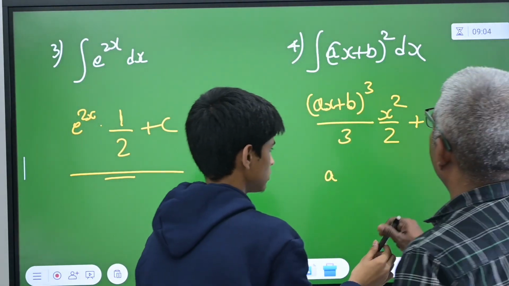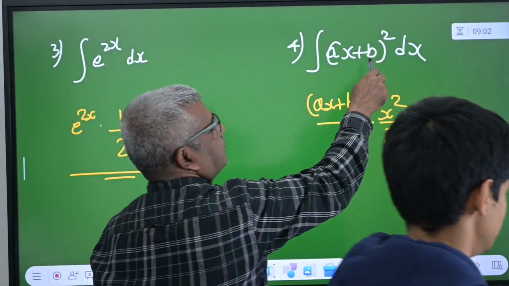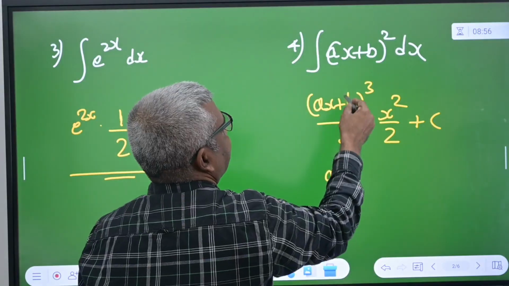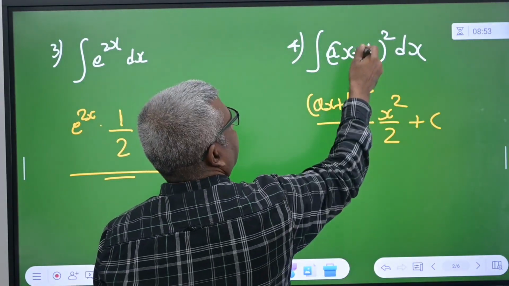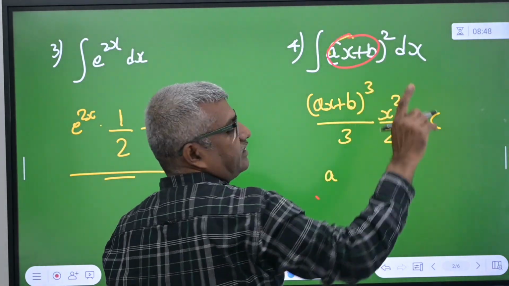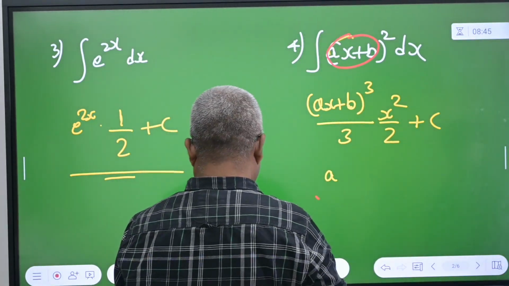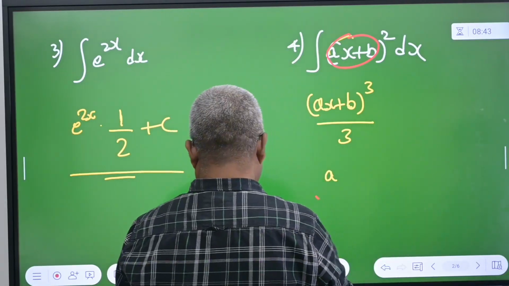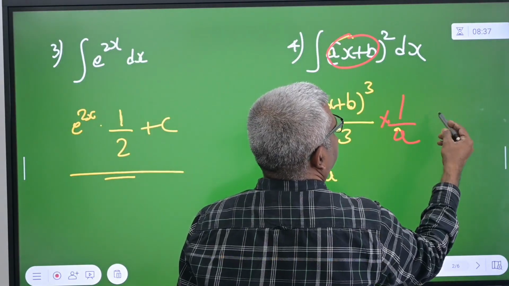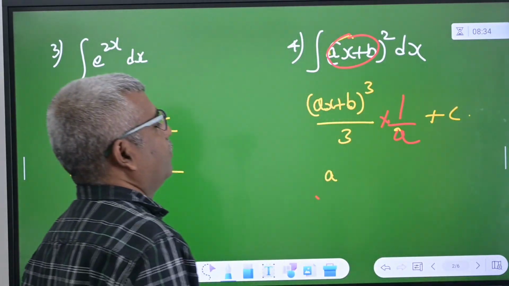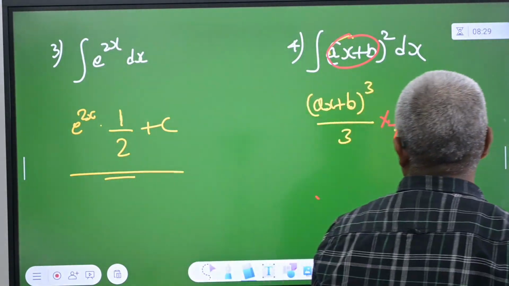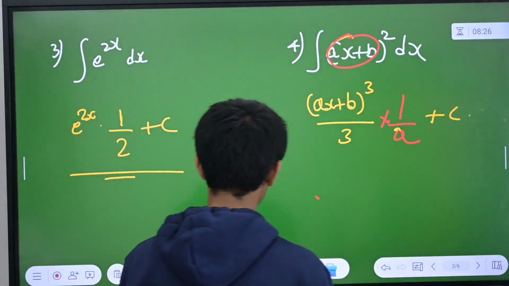No, wrong. Ax plus b, this is not like a chain mechanism. Ax plus b power 3 divided by 3, then differentiate ax plus b. The derivative of ax plus b is a, and that a you have to put in the denominator. You understand? Yes, sir. Why did you commit this mistake? Because I did it purposefully. Okay, do it. 1 by a. Now we will go to the next question.